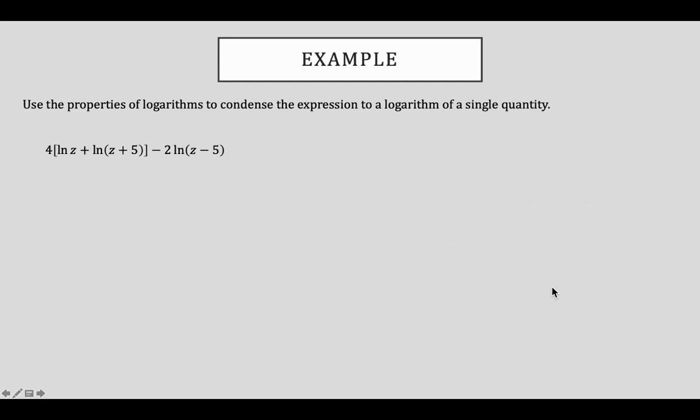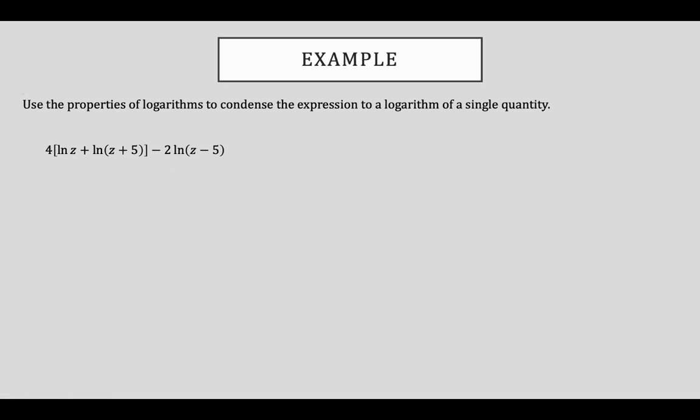A couple more examples here. Use the properties of logarithms to condense the expression to a logarithm of a single quantity. We have 4 times ln of (z plus ln(z + 5) minus 2 ln(z - 5)).